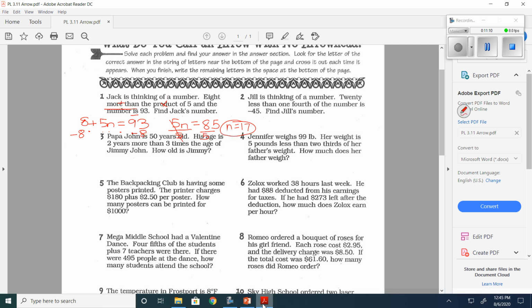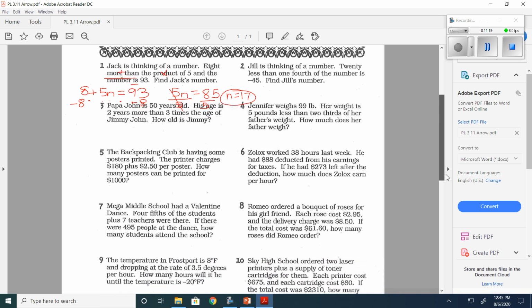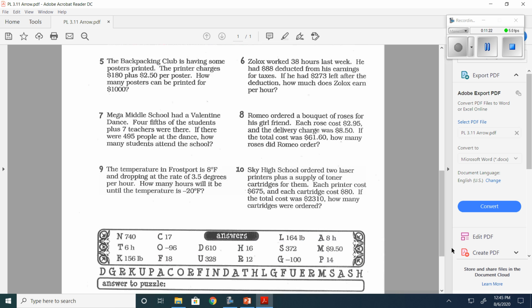Let's look at number 7, because number 7 involves a fraction, and for some reason, when we have fractions, sometimes we get a little nervous. Mega Middle School had a Valentine dance. 4/5 of the students, so I'm going to write 4/5 of the students of. Now when you read the word of in English class, that is a preposition, yes. In math class, when you read the word of, it means to multiply. So 4/5 times the number of students.